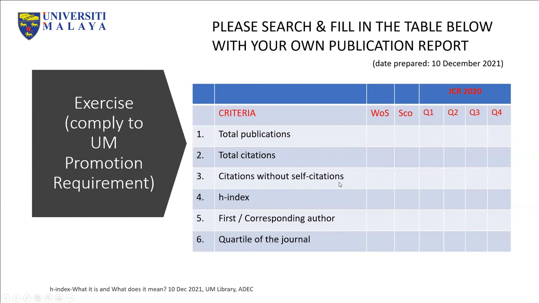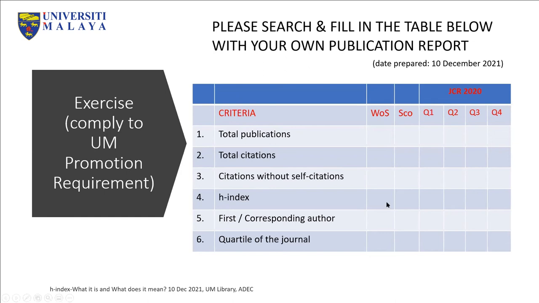Then the other slot, criteria number 3, you also have to put in the citation without self-citations. You receive 5,000, but out of the 5,000, 3,000 are from yourself. So you end up with only 2,000 citations. That is too much, okay? So please put in that number. In fact, you can get it from Web of Science and also Scopus itself, okay? You don't have to calculate, okay? The system will generate that figure for you. You just have to fill in this form for your own good, okay? You don't have to submit these forms to BSM or to Human Resource.